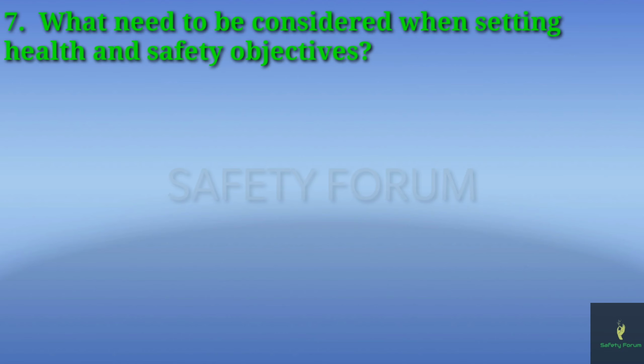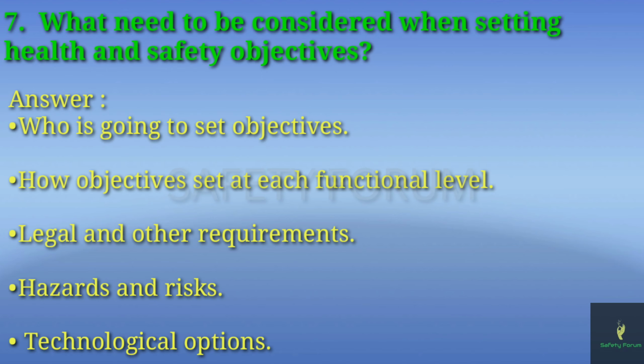Now we will see the seventh question. What needs to be considered when setting health and safety objectives? The answer is who is going to set the objectives. That is very important. The level of competence, is he from the management side? Similarly, how objectives will be set at each functional level, and what steps will be taken to make sure that all objectives are properly taken care of in each different functional level. So that is very important.